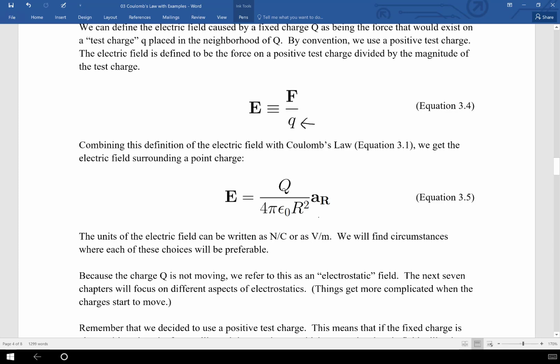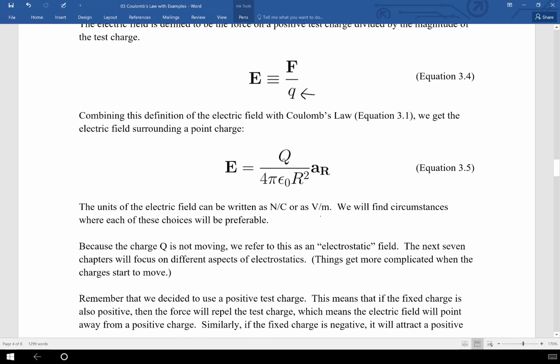So all that I did was plug Coulomb's law into the definition of the electric field, and now I get the electric field that surrounds a point charge. And this electric field can either be in newtons per coulomb or volts per meter. There'll be times when each of those are going to be better for us. We're pretty much going to start out with newtons per coulomb, and then as soon as we introduce the concept of voltage, we'll probably switch to volts per meter.